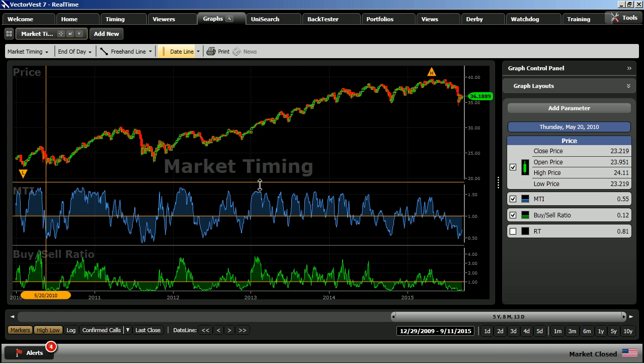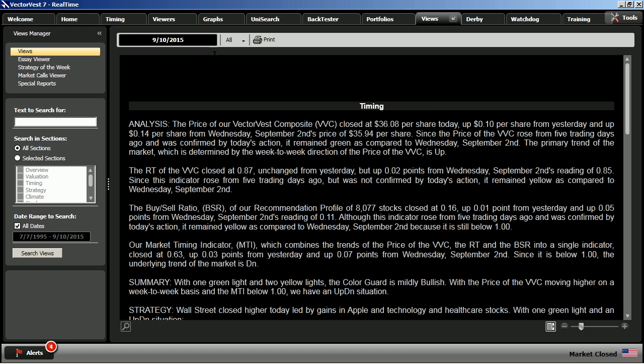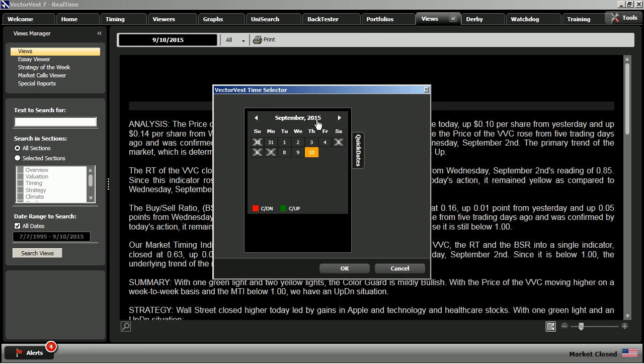The process we want to walk through is pretty simple. All we're going to do on this date, when we see that violation of the 0.6 and 0.2 level, is we're simply going to go to the VectorVest views. In this case, we'll need to take it back to 2010, and that was May the 20th.